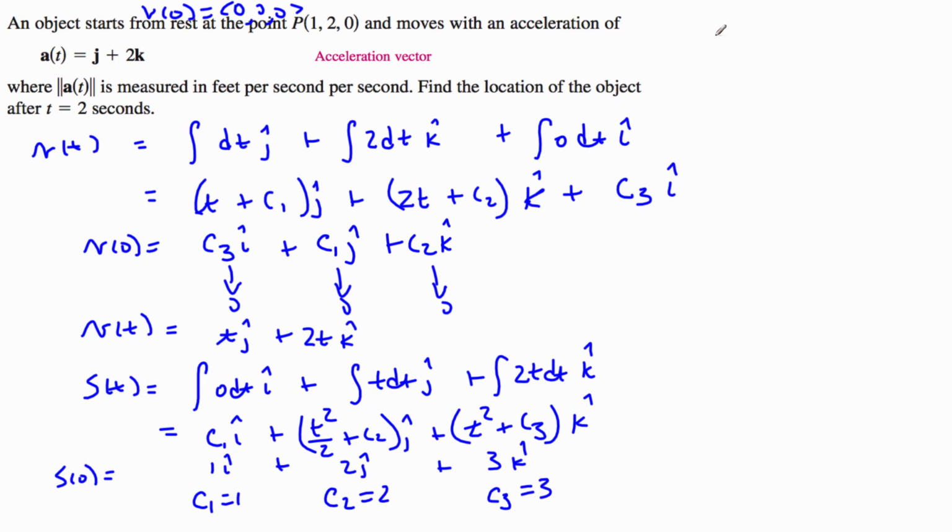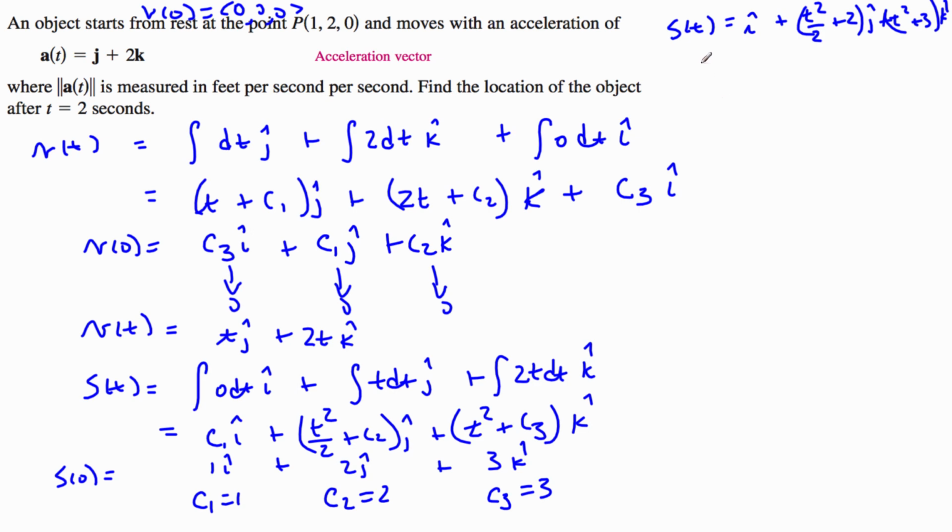So I ran out of room here. I was afraid this was going to happen. So s of t is equal to i plus t squared over 2 plus 2j plus t squared plus 3k.